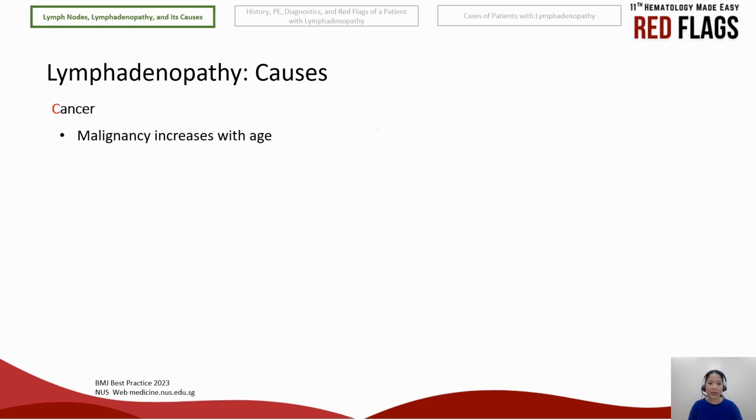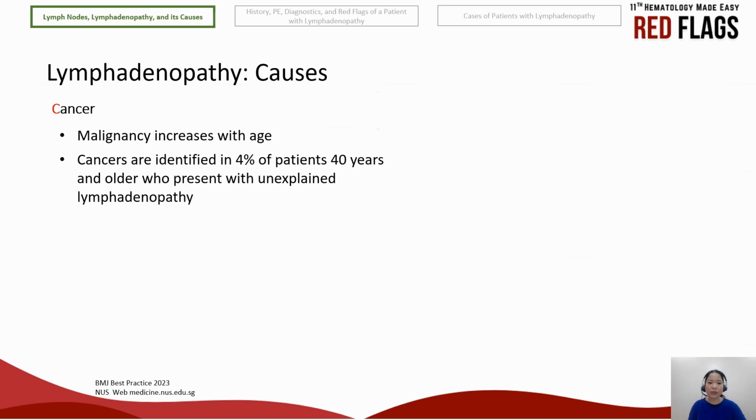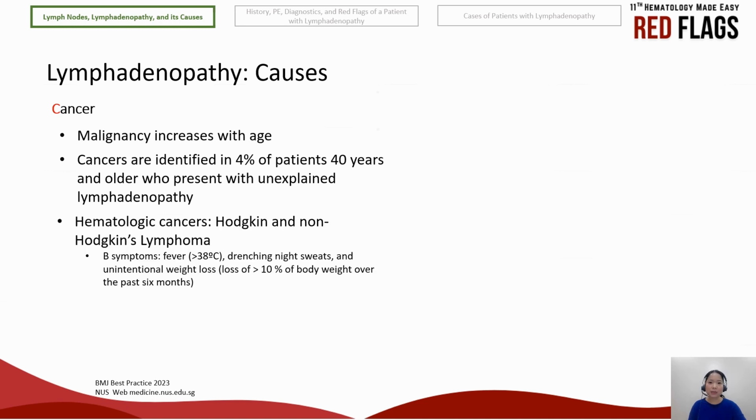C stands for cancer. In patients presenting with lymphadenopathy, concern for malignancy increases with age. Cancers are identified in 4% of patients 40 years old and older who present with unexplained lymphadenopathy. One of those malignancies are hematologic malignancies, such as Hodgkin and non-Hodgkin lymphoma. They may also present with B symptoms such as fever, drenching night sweats, and unintentional weight loss. A history of a prior cancer should also prompt an evaluation for possible recurrence or metastatic disease.